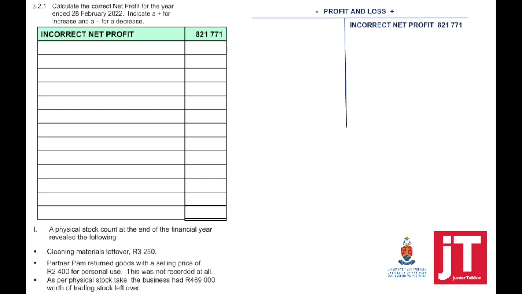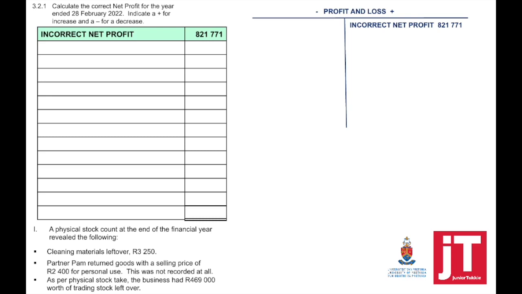Adjustment number 1. A physical stock count at the end of the financial year revealed the following. Cleaning materials left over 3,250. Partner Pam returned goods with a selling price of 2,400 for personal use. This was not recorded at all. As per physical stock take, the business had 469,000 worth of trading stock left over.